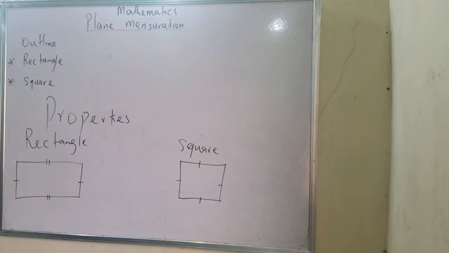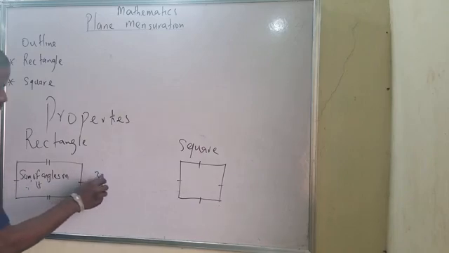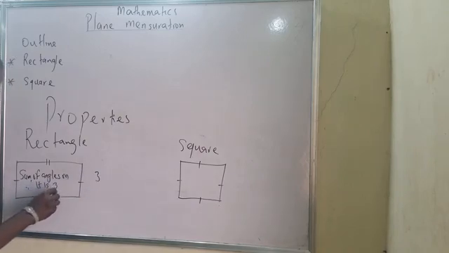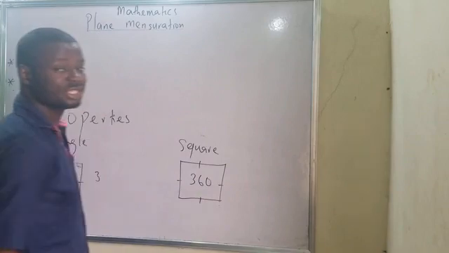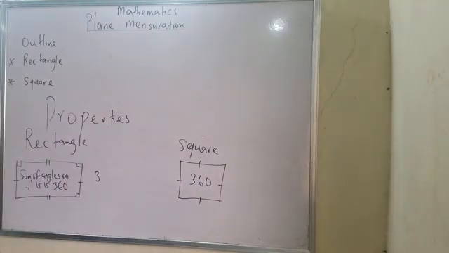Now, the sum of the angles in it is 360. Please take note of that. For instance, if you want to work on something like this, you have to add the angles up. The same thing applies here also: the sum of the angles is 360. That is very, very important.